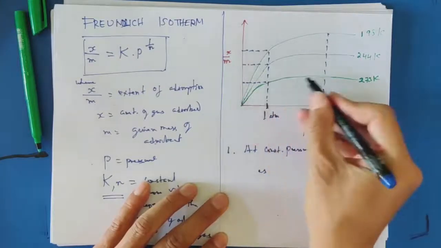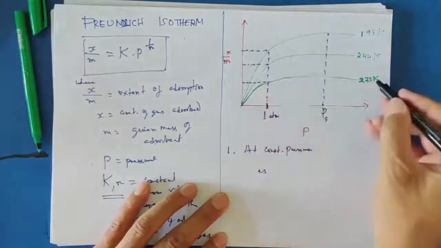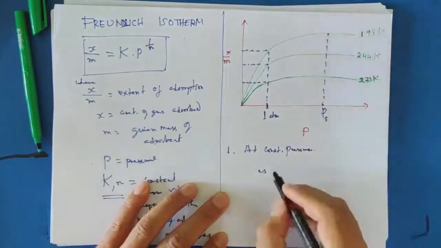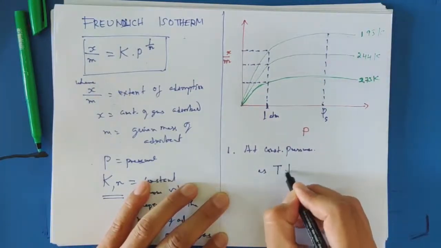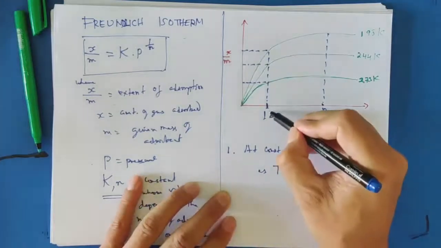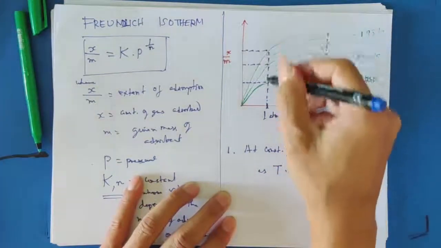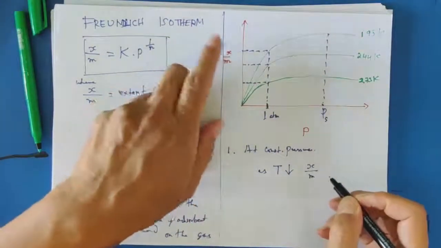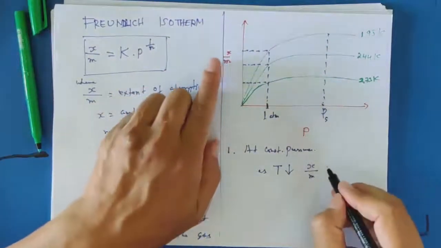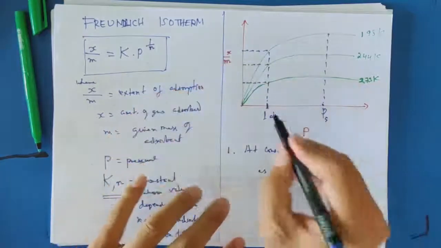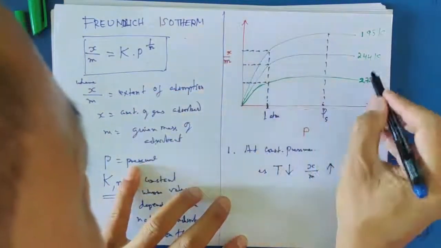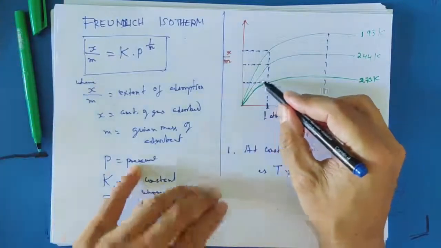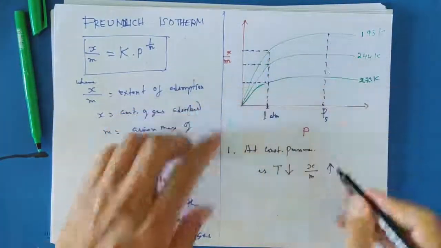As temperature decreases, 273, 244, 195, temperature decreases. As temperature decreases at constant pressure, what do you observe? The x by m, the y-axis part. It increases. Yes, as temperature decreases at constant pressure, the x by m value increases.